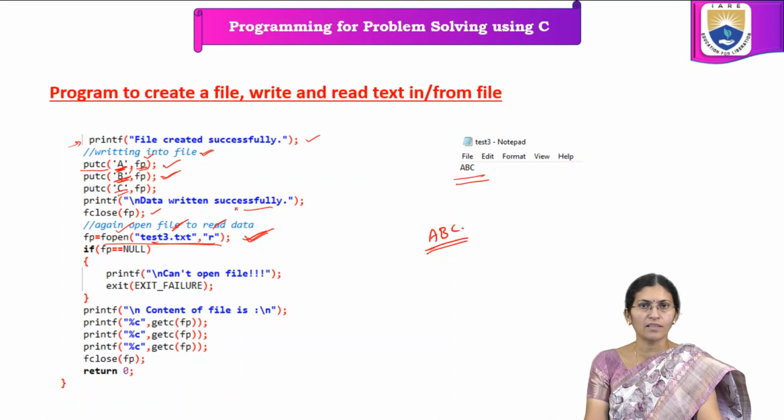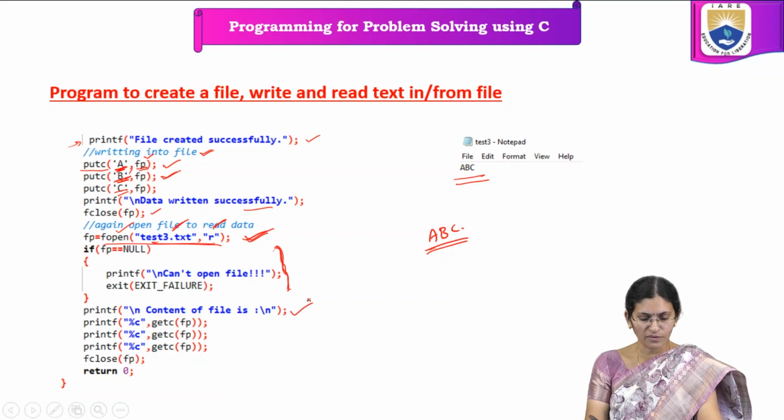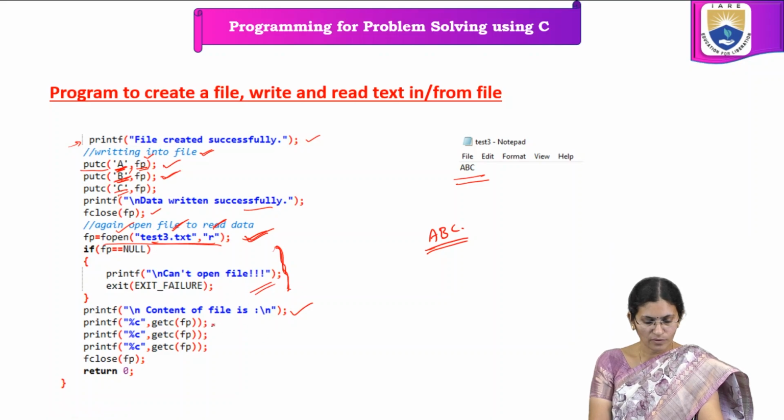the file, and then the next one is the mode of operation, the mode in which you want to open the file. Again you have to write this logic in order to check whether the file is opened successfully or not. If it is opened successfully, then this statement will be executed. If not, the program will terminate here itself.